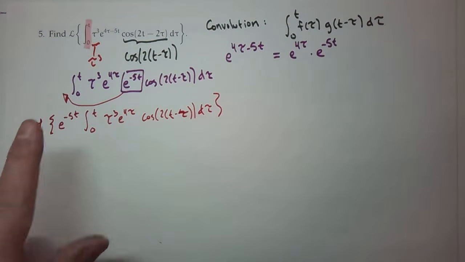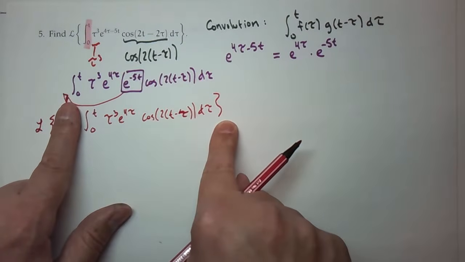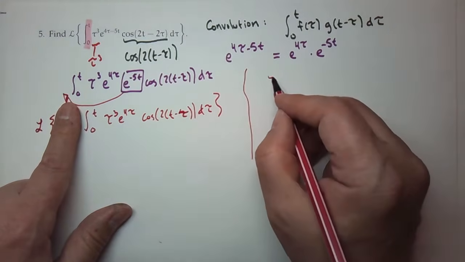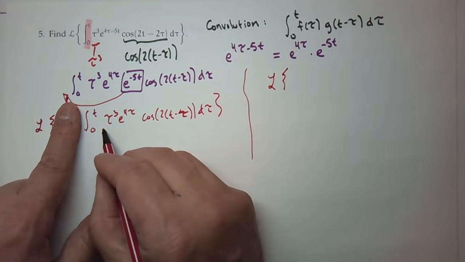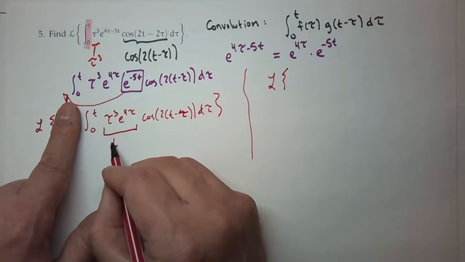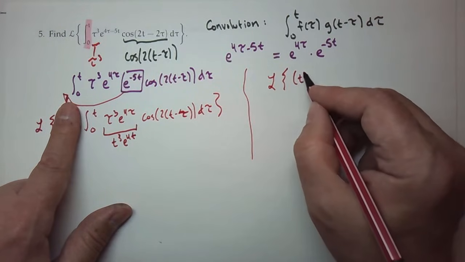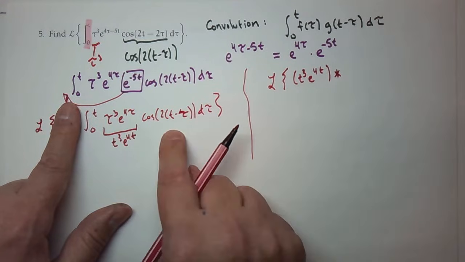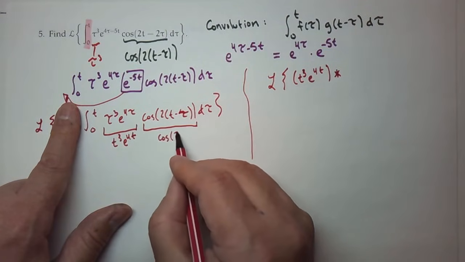So what we can do is say, well, let's ignore the exponential in front. We have ways to handle exponentials in front. Now, does this look like convolution? It does. So in particular, let's go ahead and work out what our two functions are. Well, the first function looks like your function t cubed e to the 4t. So we have the t cubed e to the 4t, convoluted with our second function, which is cosine 2t.